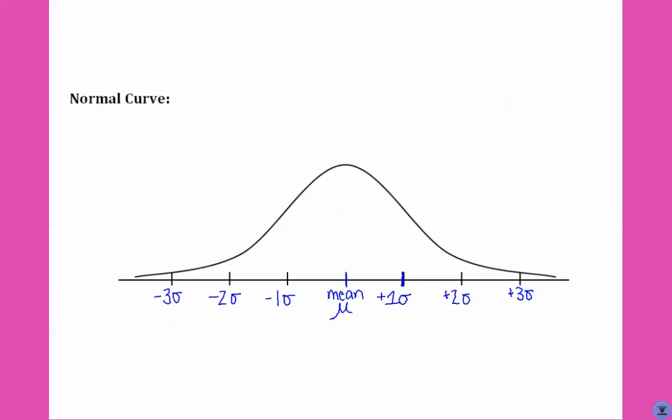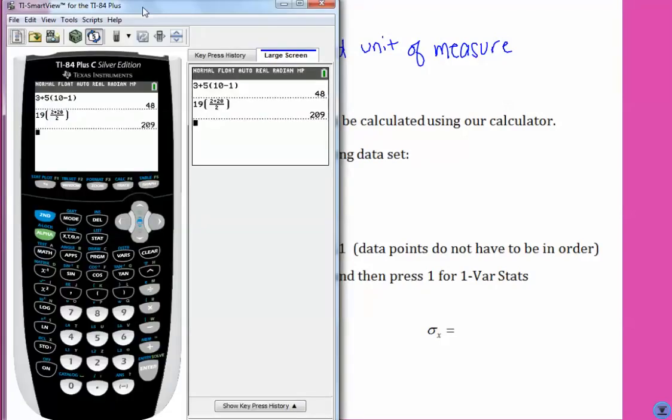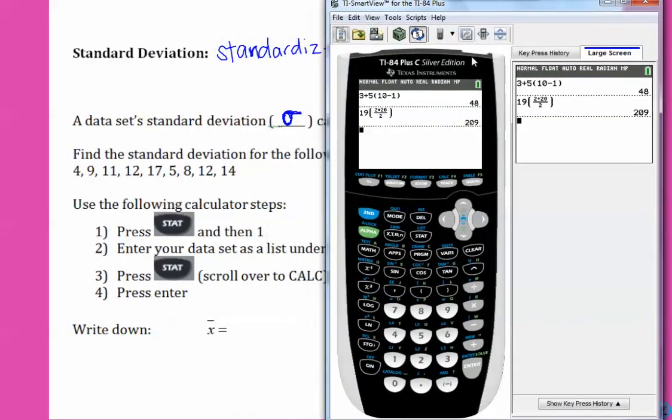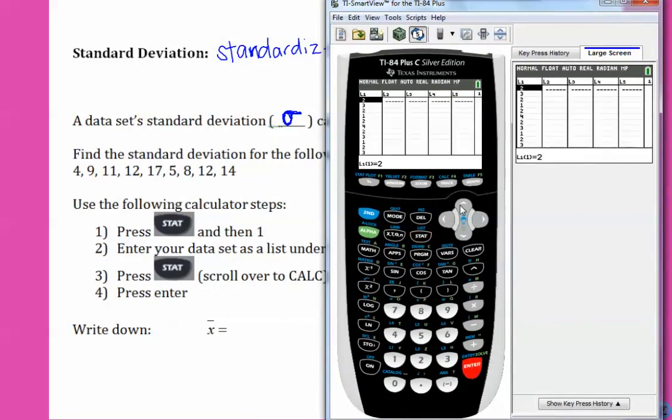Now, we can calculate standard deviation given a set of data. You can do it by hand. There is a formula for it, but it's a lot easier to do it on your calculator. So, to put this data in, we're going to go to Stat, and then choose Enter for Edit. If you need to, go up and clear out your list, so clear and enter. And then we're going to put in our set of data.